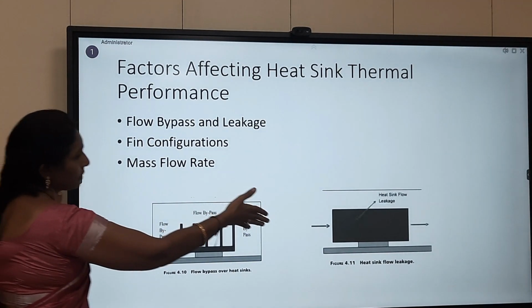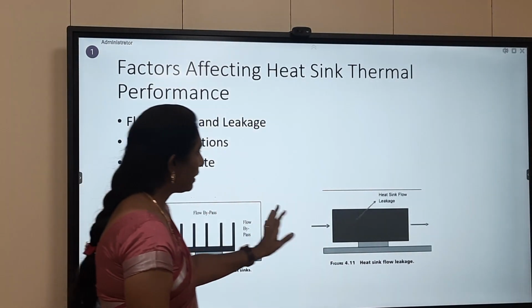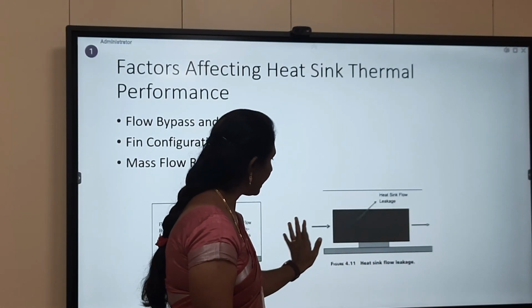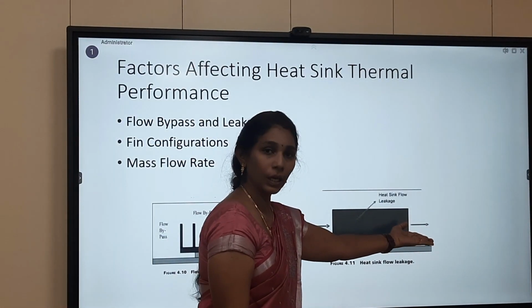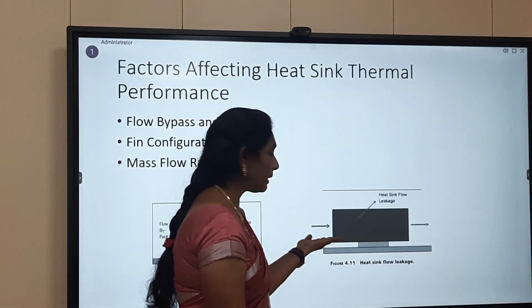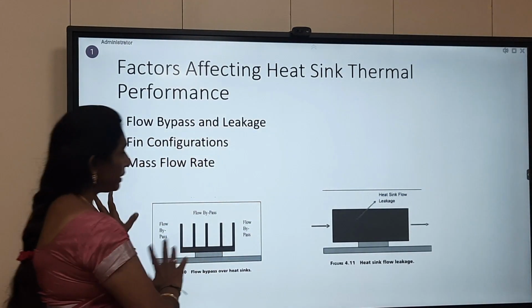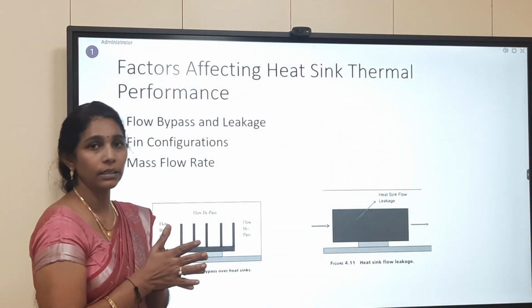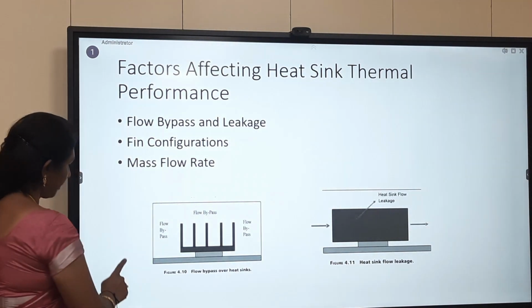The second one is flow leakage. Here I have taken only the heat sink; the inlet flow is given and the outlet flow is given. The difference between the outlet flow rate of the heat sink and the inlet flow rate of the heat sink is called flow leakage. Right? So these two parameters should be considered when you are talking about the heat sink thermal performance.